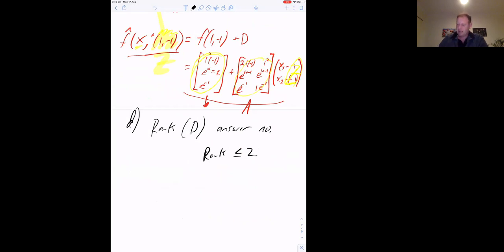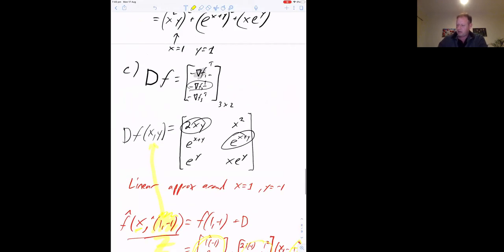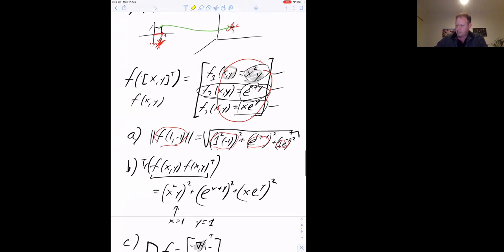And the last thing, E, is to consider now the function g of x. G of x is 2x squared y plus 3e to the power x plus y minus x e to the y. Can you represent this as u transposed times f of x, y? And the answer is yes, because you just take u to be 2, 3, and -1. So this is just a linear combination of these.